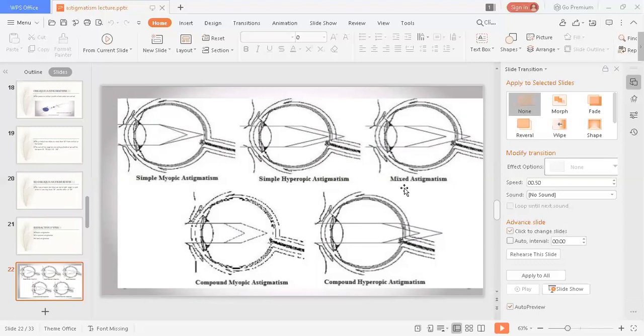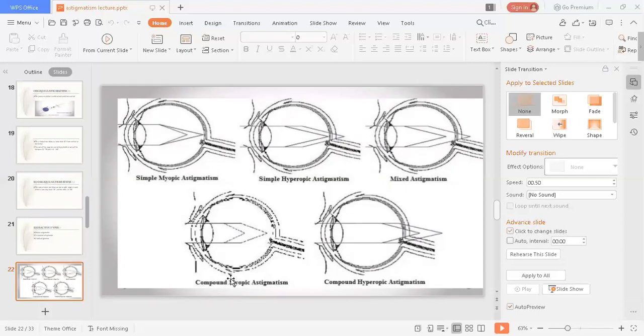So what happens in mixed astigmatism? One meridian is in front of the retina and the other meridian is behind the retina. So the person will require plus as well as minus cylinder. Usually we don't give plus and minus cylinder together. So what we do is we give plus sphere and minus cylinder, or minus sphere and plus cylinder. Only thing is that the power of the cylinder here will be more than the power of the sphere. So that is mixed astigmatism.